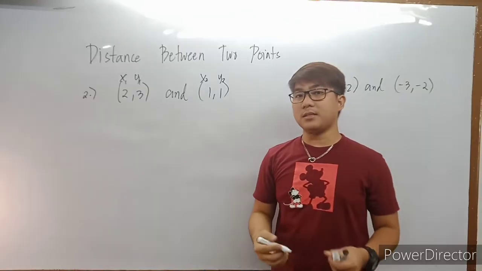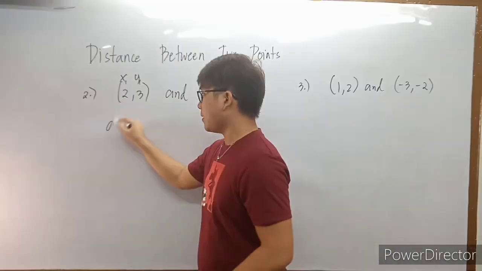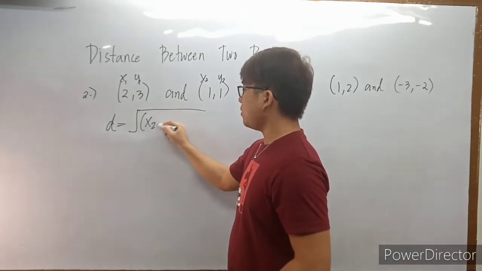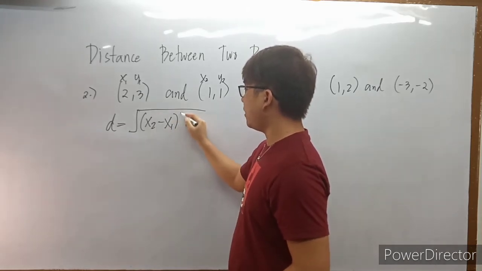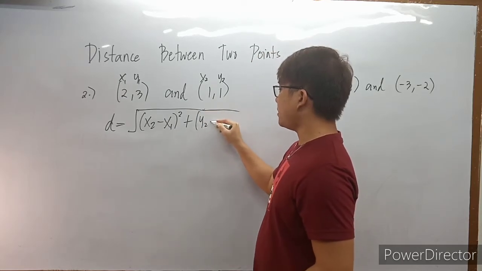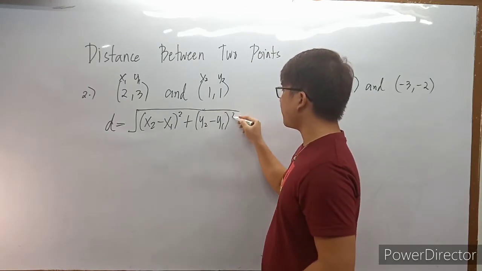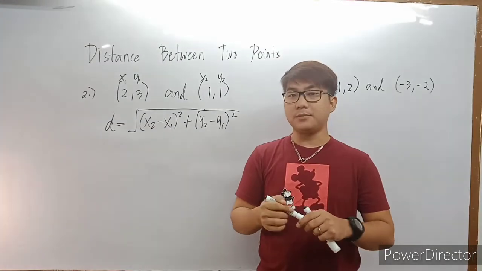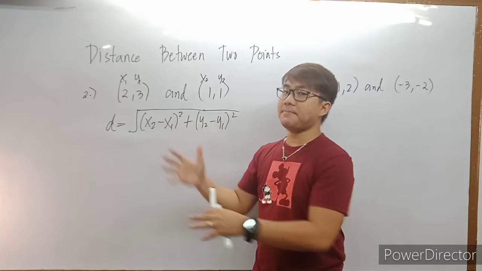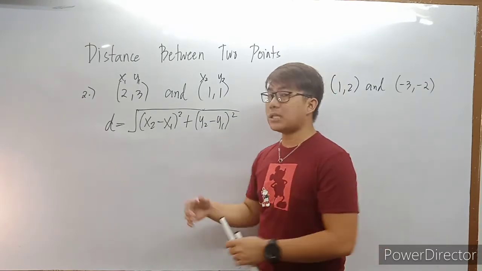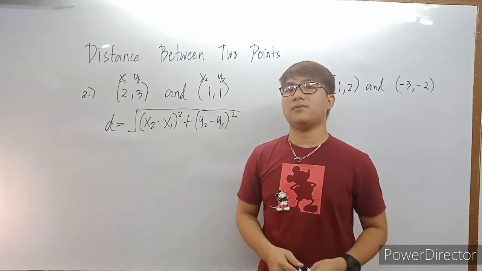So, formula to find the distance between 2 points is, d is equal to the square root of the quantity of x sub 2 minus x sub 1 squared plus the quantity of y sub 2 minus y sub 1 squared. So, kunin na natin, salpak lang natin or substitute lang natin yung given value ng x sub 1, x sub 2, y sub 1 at y sub 2 doon sa formula natin na distance formula.